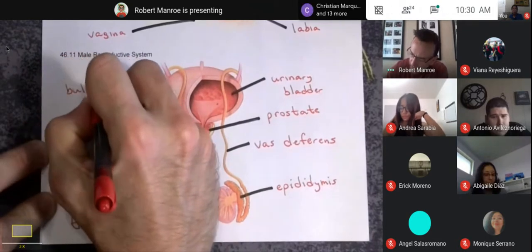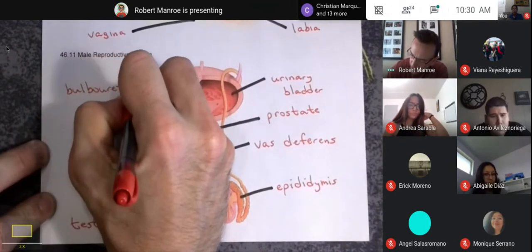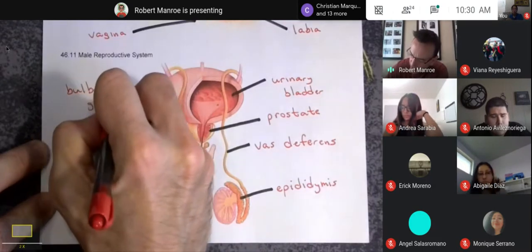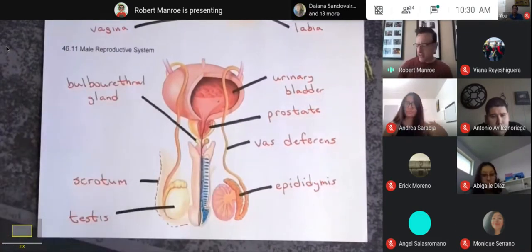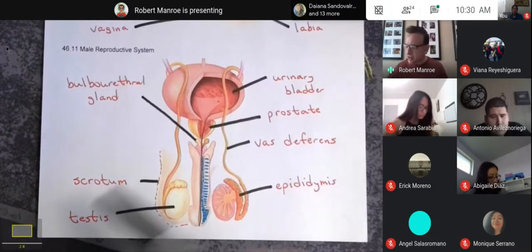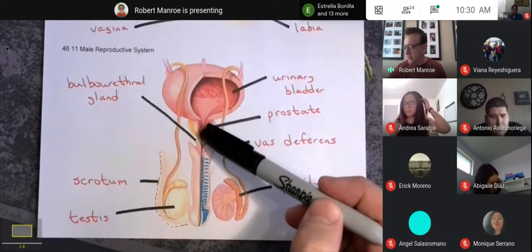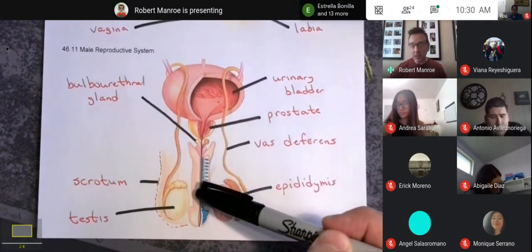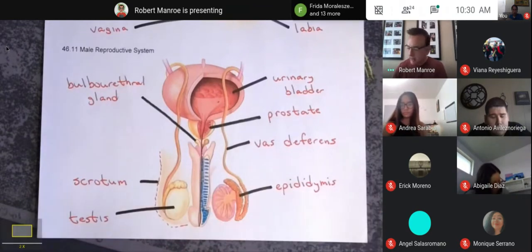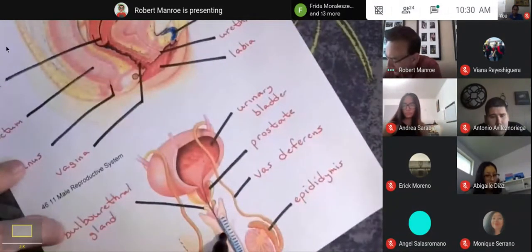Bulbourethral gland also makes contributions to the semen. Once the semen is fully formed, it then enters this tube here, this tube that carries both urine or semen, depending on what the male is doing, out of the body, and that would be the urethra.